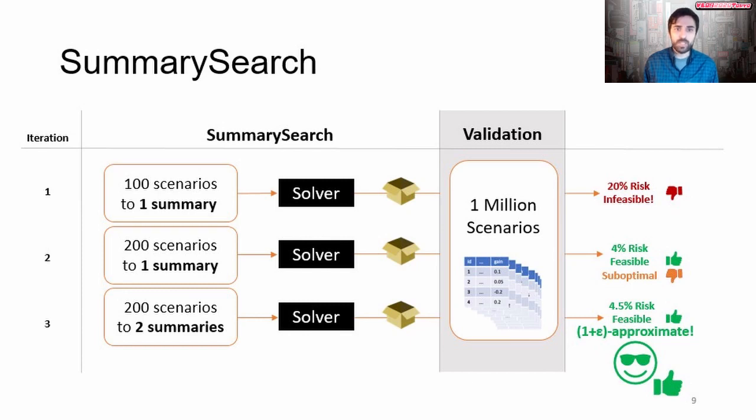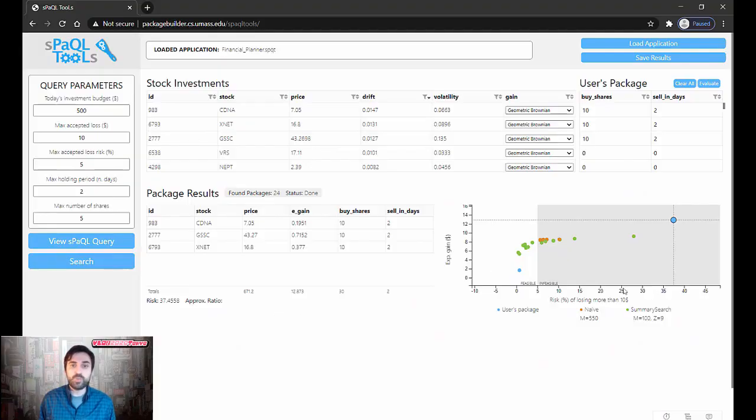Initially, we summarize all scenarios into one single summary. We test solutions with millions of validation scenarios. If with that aggressive summarization we can't get any feasible solution, like naive, we increase the number of scenarios, say to 200. We generate again one single summary of them. Once this gives feasible results, and this will likely happen very early on, we can then add more summaries to improve on the objective function, that is, getting higher gain for our portfolios. In this example, we use two summaries and get a provably 1 plus epsilon approximate solution that is both feasible and close to optimal. Now let's go back to our interface and see how these algorithms perform.